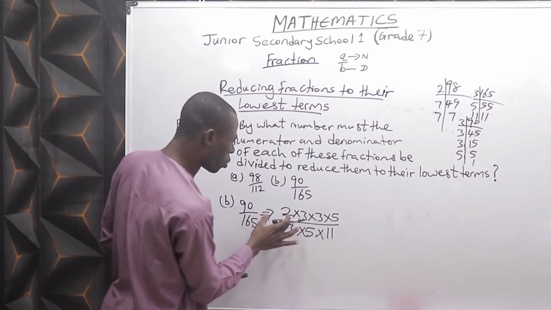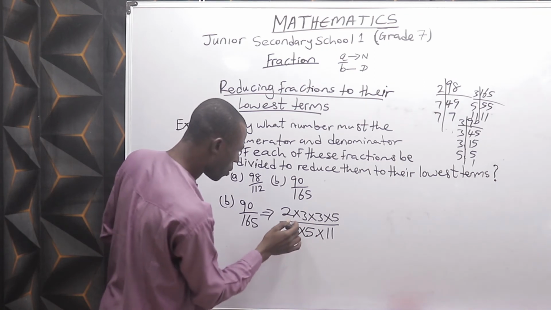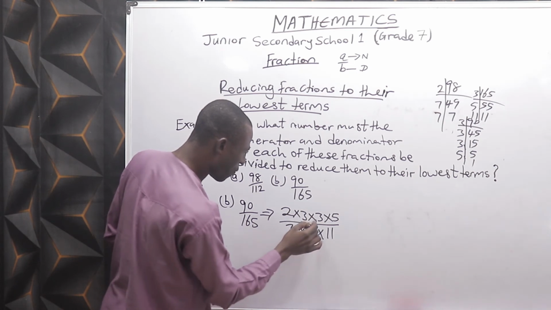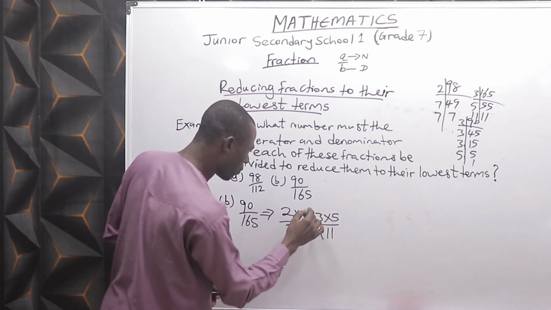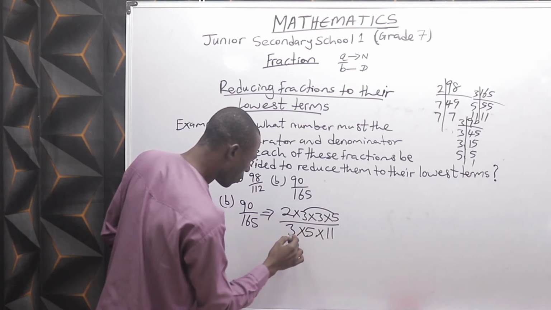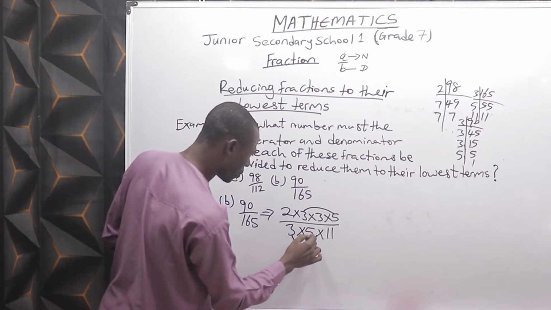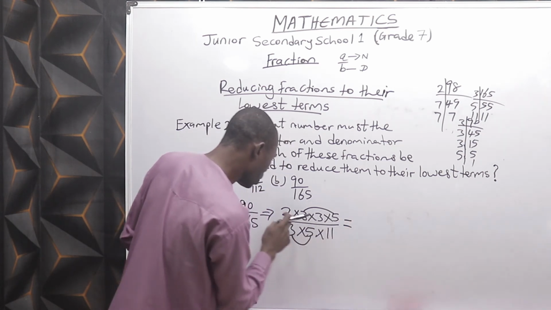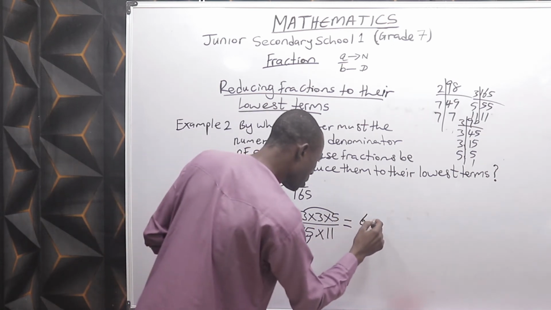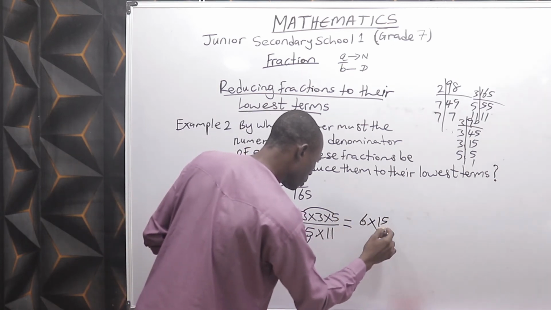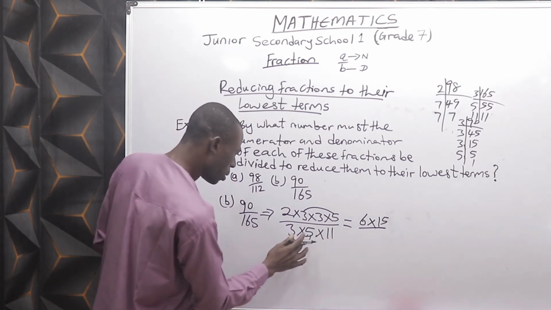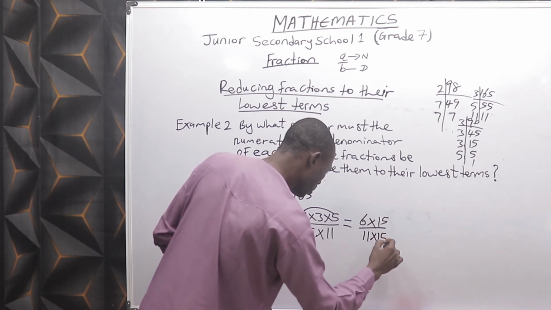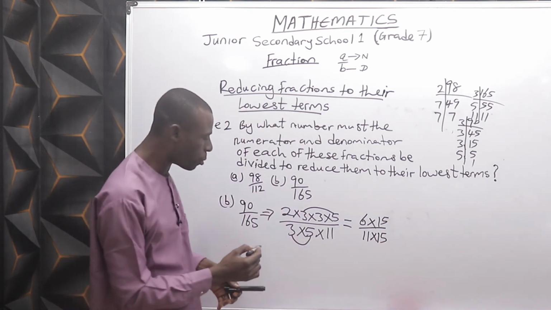What are the common factors to the numerator and the denominator here? You can see 3 is common. 3 is up, 3 is down. 5 is up, 5 is down. So 5 times 3 is 15. The 3 times 5 also down here is 15. Meaning that I can rewrite the number as 2 times 3 is 6 times 15 divided by 15 times 11. Do you understand what I'm trying to do?